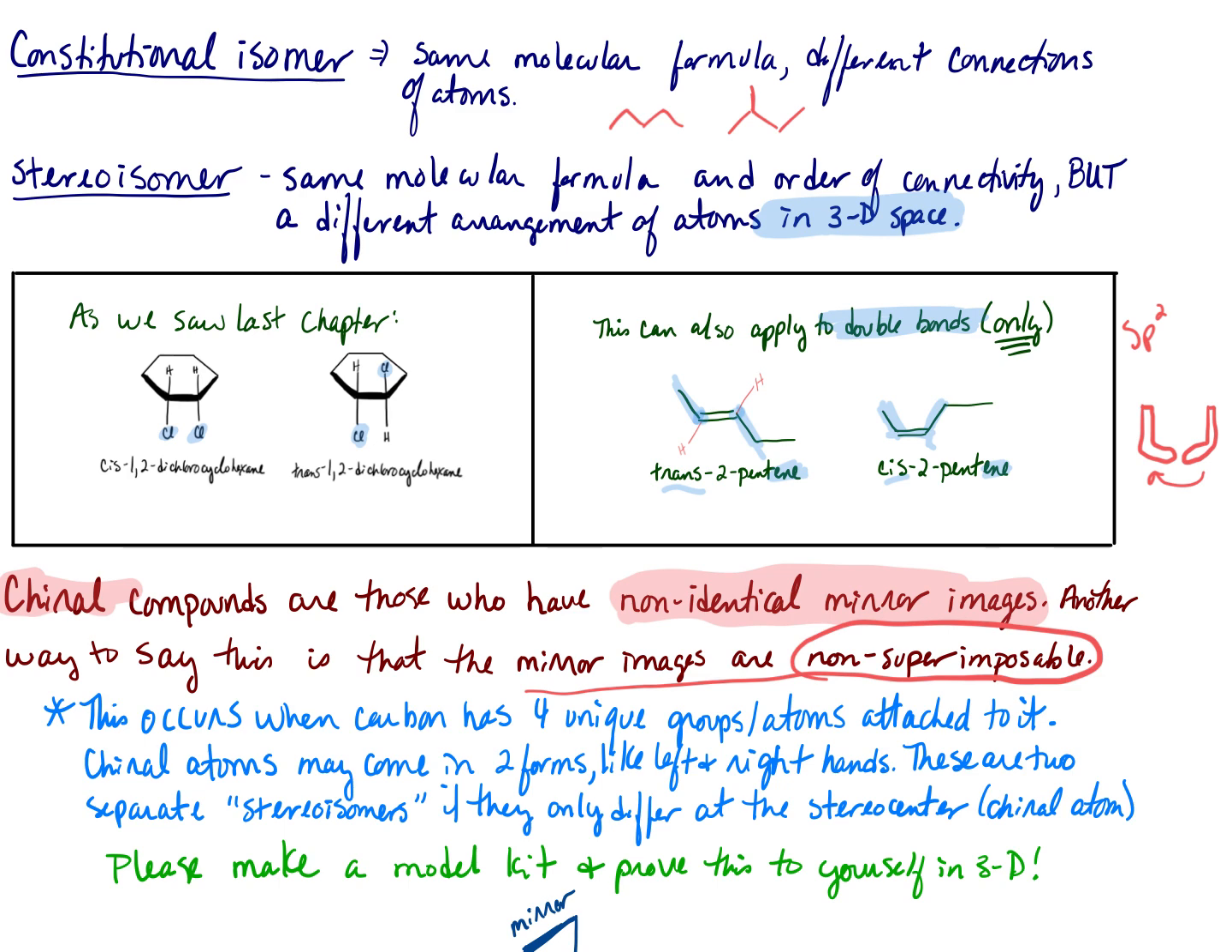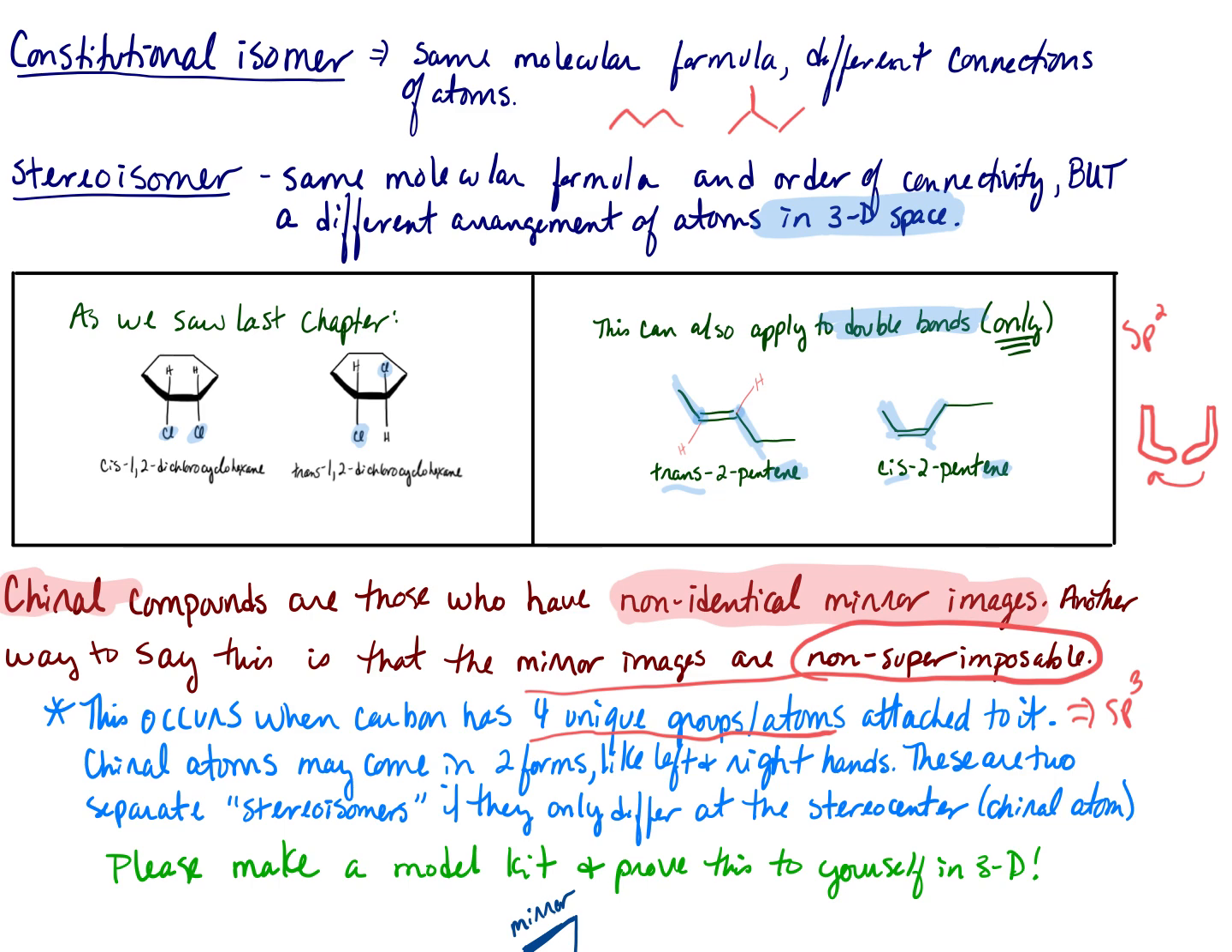Okay. So going back to that, this is going to happen when a carbon has 4 unique groups or atoms attached to it. So what this means, y'all, is that you have to have an sp3 carbon.